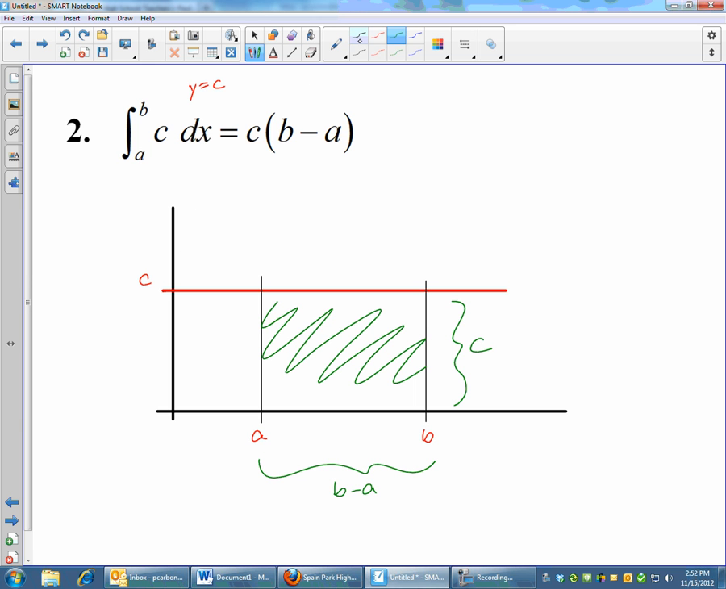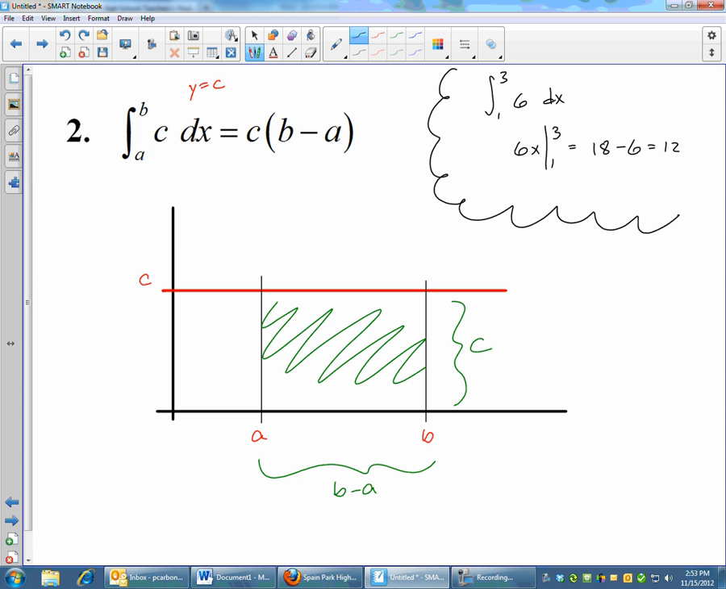Now, that said, if you forget that property, for example, if I have the area from 1 to 3 of the function 6 dx, that's okay, because you could do antiderivatives. The antiderivative of 6 would be 6x, and we would evaluate that from 1 to 3, which will be 6 times 3, which is 18, minus 6 times 1, which ends up being 12. So you could also work it out with antiderivatives if you happen to forget this property.